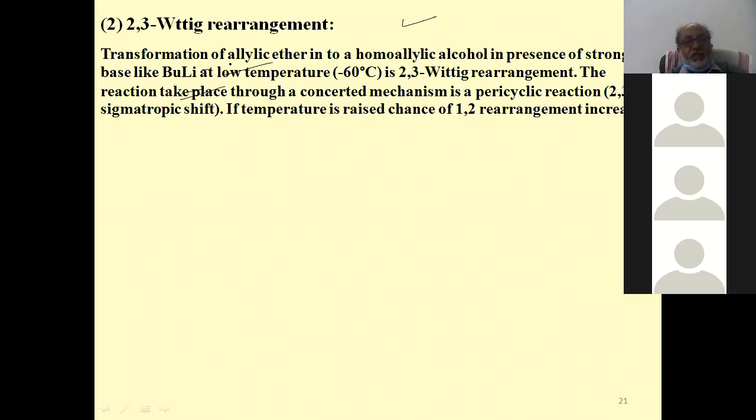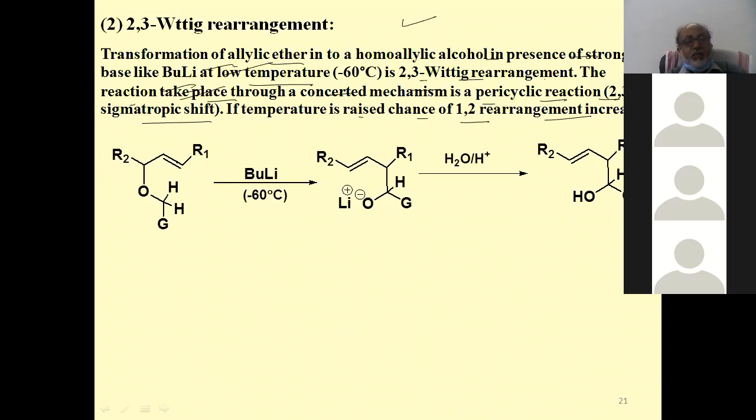So here, what we find is the transformation of allyl ether into a homoallylic alcohol in the presence of a strong base like butyl lithium at low temperature, which is the 2,3-Wittig rearrangement. The reaction takes place through a concerted mechanism, is a pericyclic reaction, a 2,3-sigmatropic shift. If the temperature is raised, the chance of 1,2 rearrangement increases. This is allyl, and this is the homoallylic alcohol.